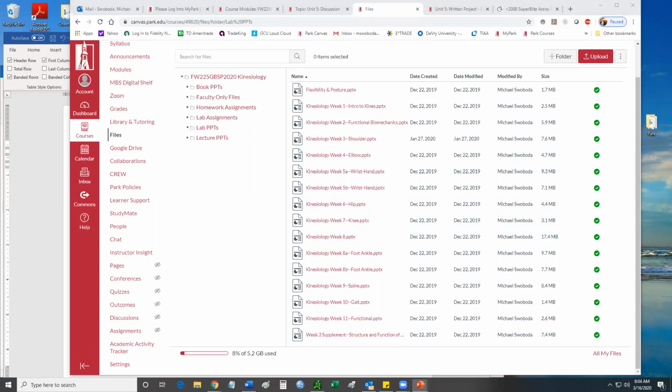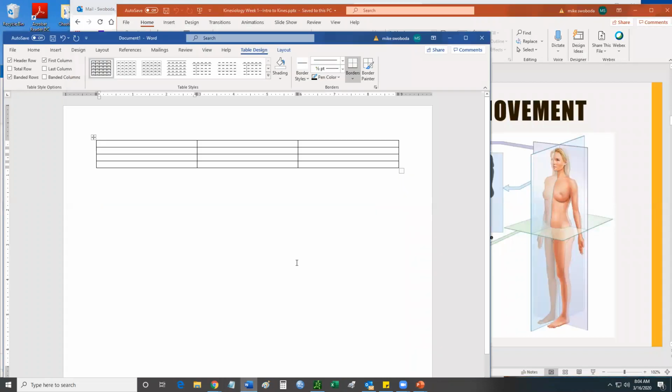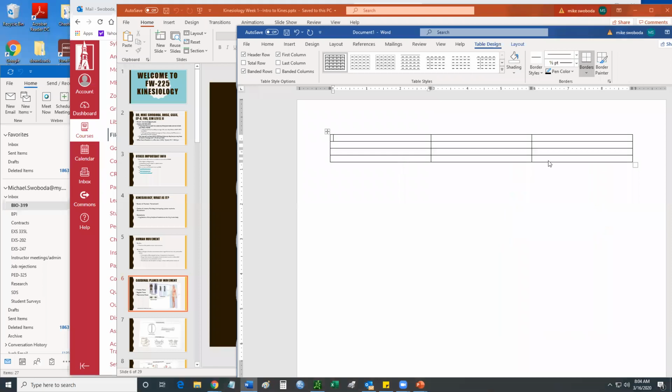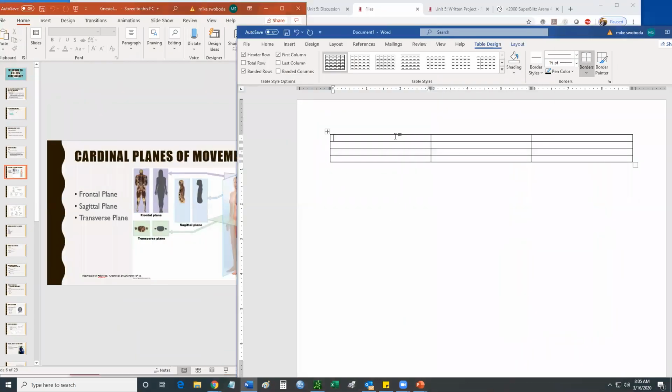All right, first thing I want to do is an overview of where we're at. One of the things I'm still finding that we're struggling with is the whole notion of our planes and axes of movement. So I wanted to go over that with you first.